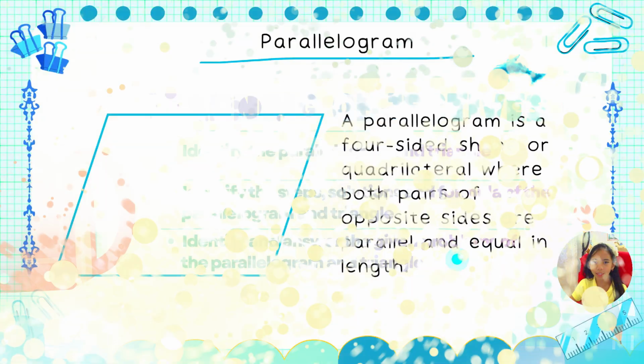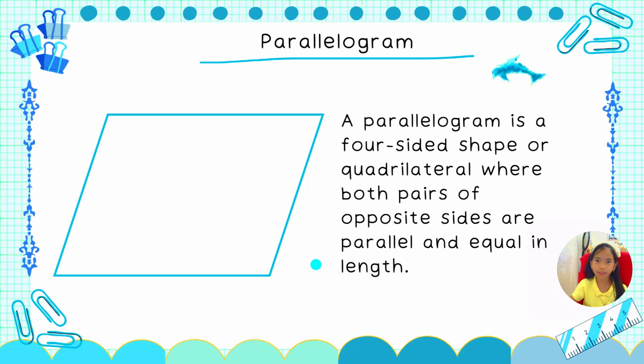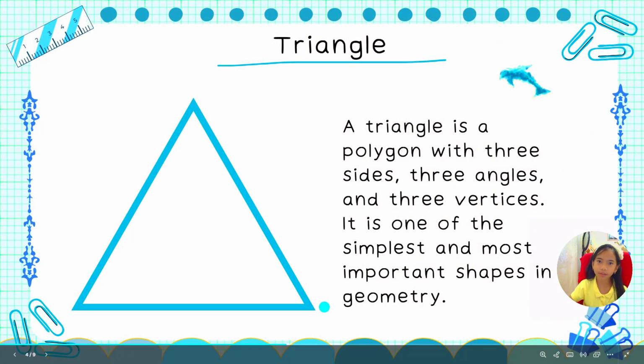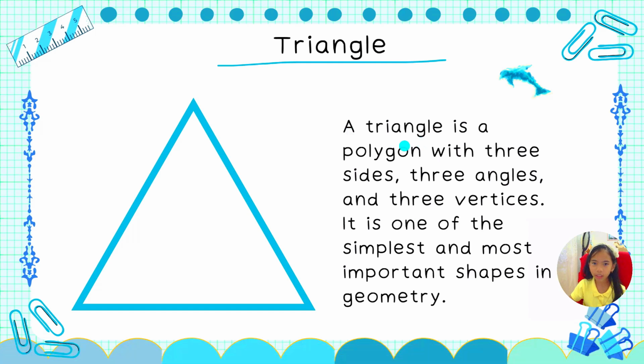So let's start discussing. First, let us identify what a parallelogram is. A parallelogram is a four-sided shape or quadrilateral where both pairs of opposite sides are parallel and equal in length. So let us define what a triangle is. A triangle is a polygon with three sides, three angles, and three vertices. It is one of the simplest and most important shapes in geometry.